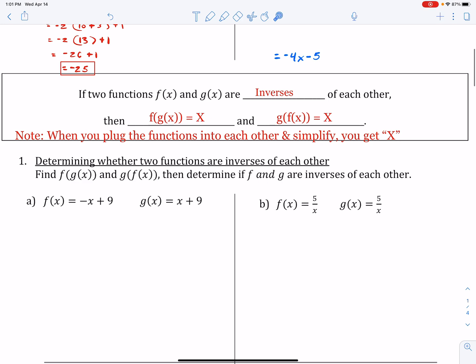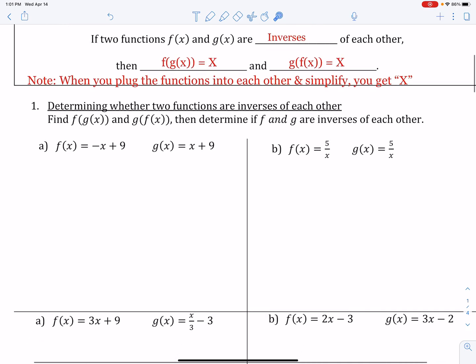It says if two functions f of x and g of x are inverses of each other, then f composed of g at x would equal x, and then the inverse of that is g composed of f at x would equal x as well, meaning we want to make a note here. When you plug the functions into each other and simplify, you would get x for both, basically. If that doesn't make sense now, hopefully it will in a moment.